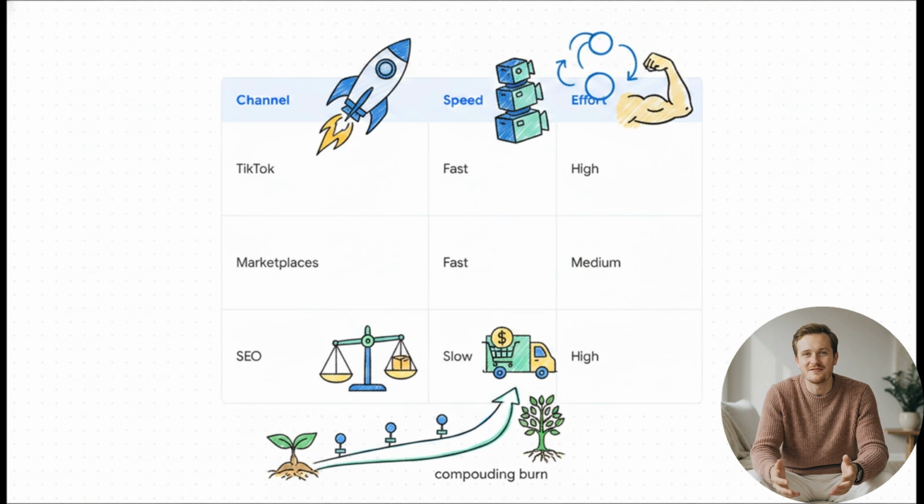On the total opposite end, you've got SEO for a Shopify blog. This is a slow compounding burn. It takes deep research and might take months to get a sale, but once you rank, it passively brings in buyers on autopilot. And right in the middle, we have marketplaces like Amazon and eBay. Medium effort, but pretty fast sales.